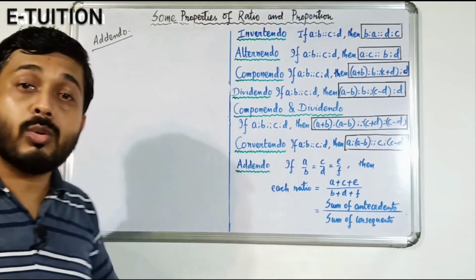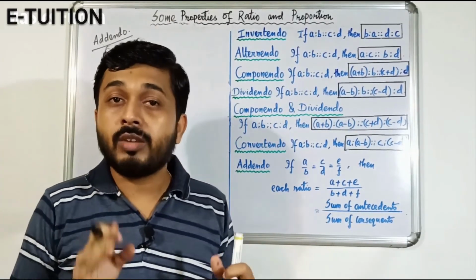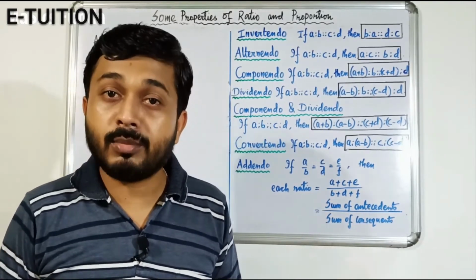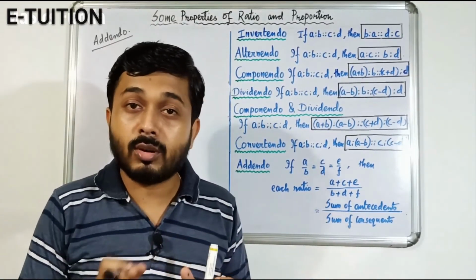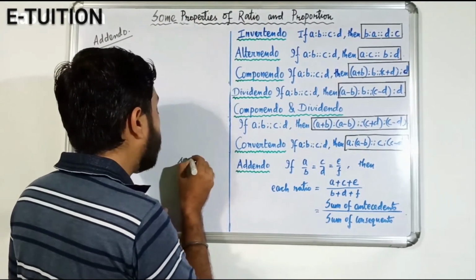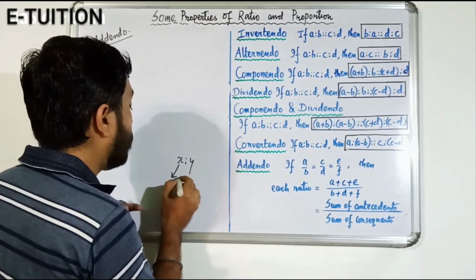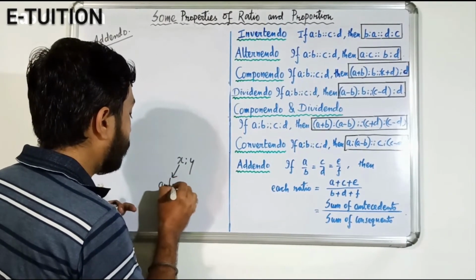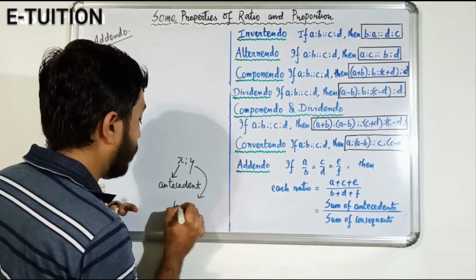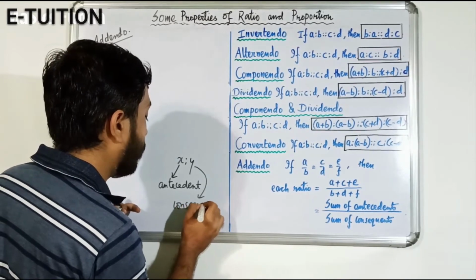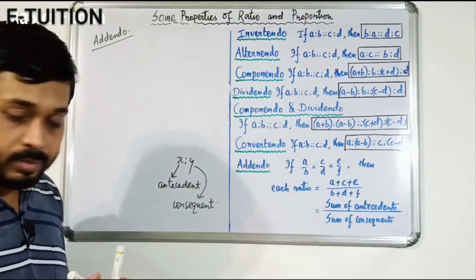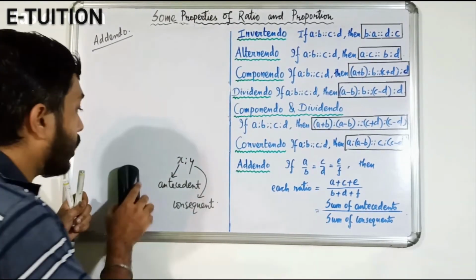As you know, in a ratio, what is an antecedent and a consequent? If a ratio consists of two quantities of the same kind expressed in the same units, then the first one is called the antecedent and the second one is called the consequent. If a ratio x is to y is there, then x is said to be the antecedent and the second one is called the consequent. Alright. So each ratio is equal to sum of antecedents by sum of consequents, and that is all what I am going to show you right now.